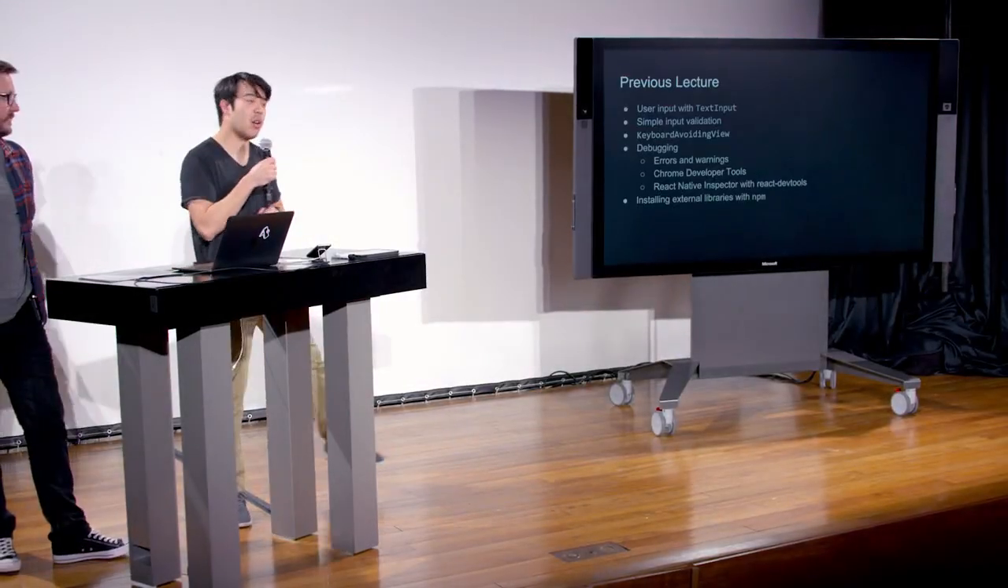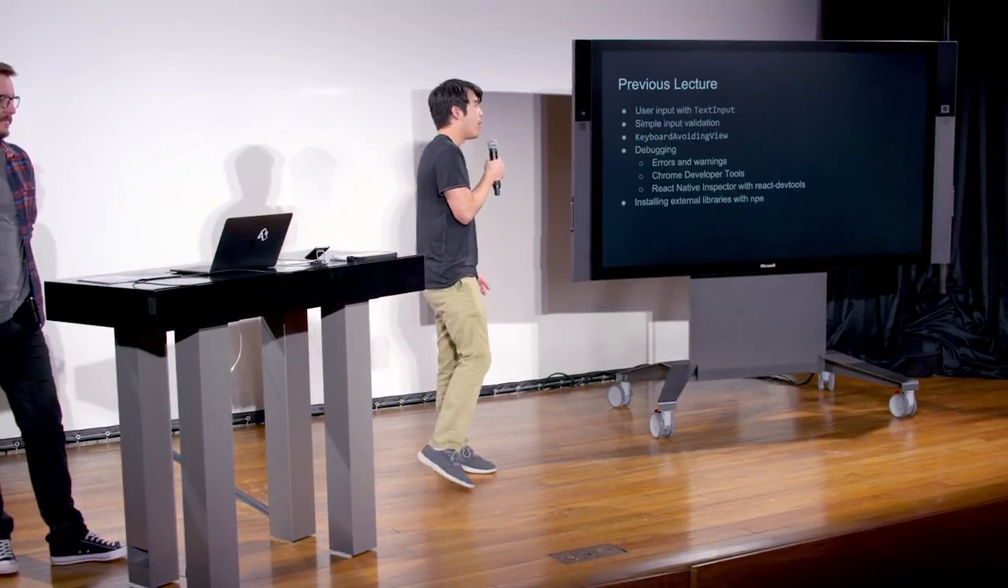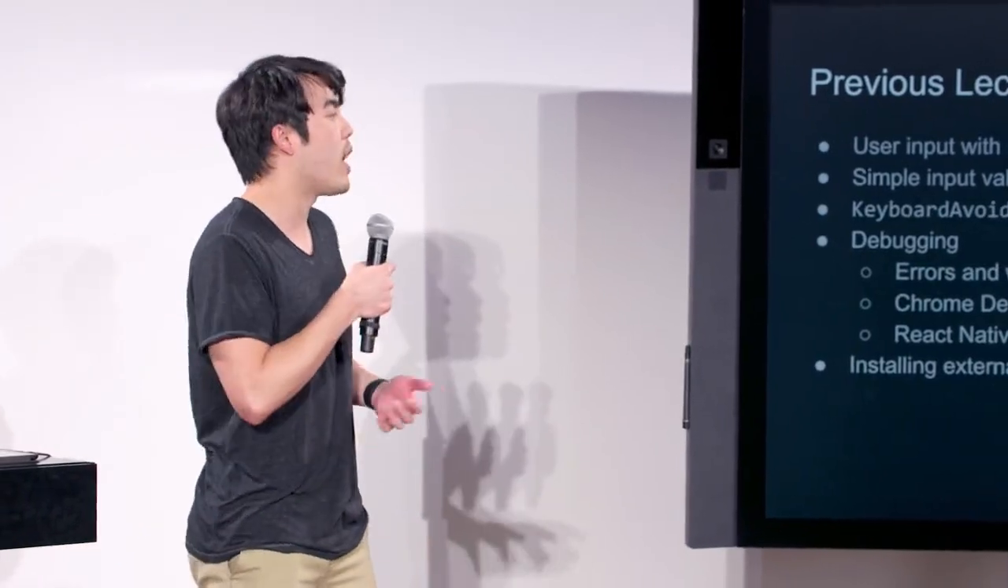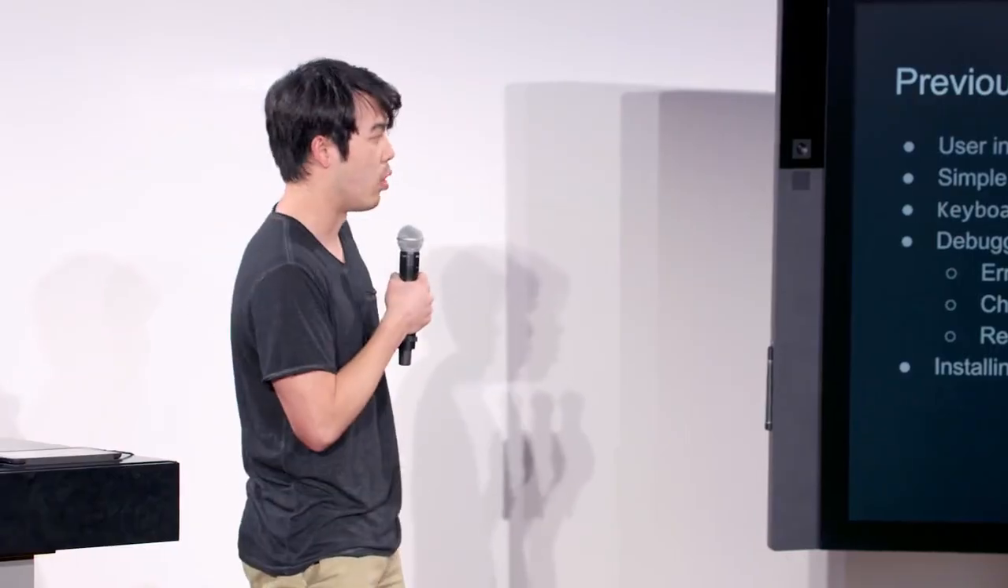So in the previous lecture, we covered a few things: user input and how to use text input. We covered some simple input validation to just make sure that the input that we receive is the input that we want. We talked about keyboard avoiding view, which is built into React Native, which allows us to move inputs out of the way as the virtual keyboard appears.